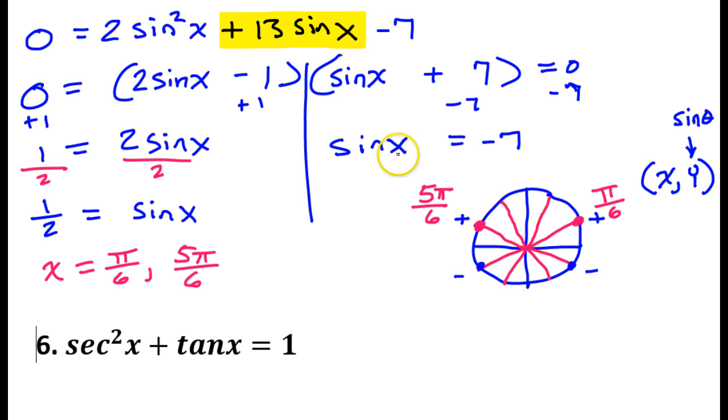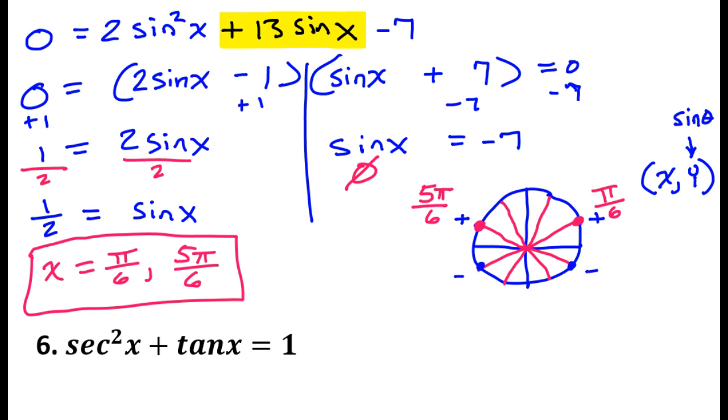Now, what x values, what angles will give me -7? Sine of what is equal to -7? Well, don't be silly. Sine goes up to a maximum value of 1 and down to a minimum value of -1. That's as high as it gets, +1, and as low as it gets is -1. So there's no angle that's going to give me a -7. Okay, so this part has no solution. So these are the only answers.